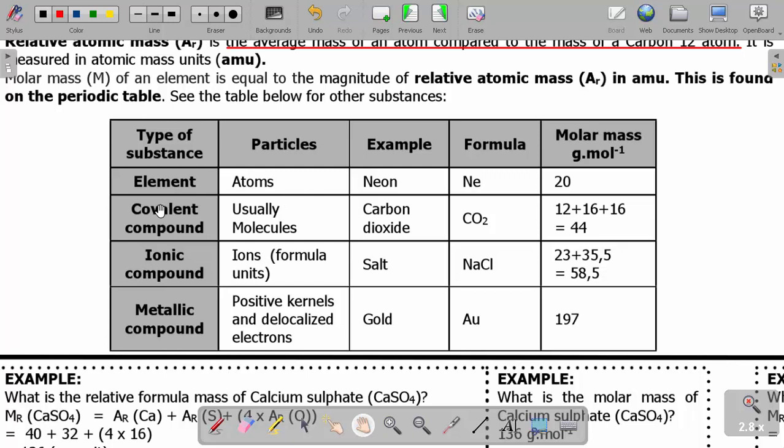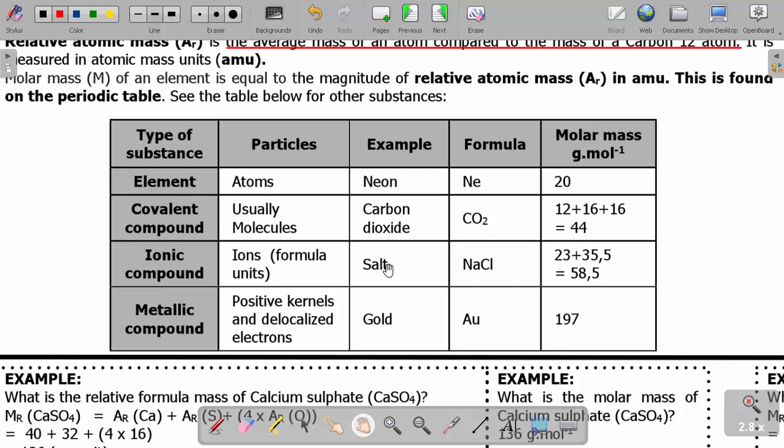And then covalent compounds, they usually contain molecules. For example, carbon dioxide, that is CO2. To get the molar mass, we add the mass for carbon, that's 12. Then oxygen, these are 2 oxygen atoms, so I'm going to say 16 plus 16, which gives me a total of 44.